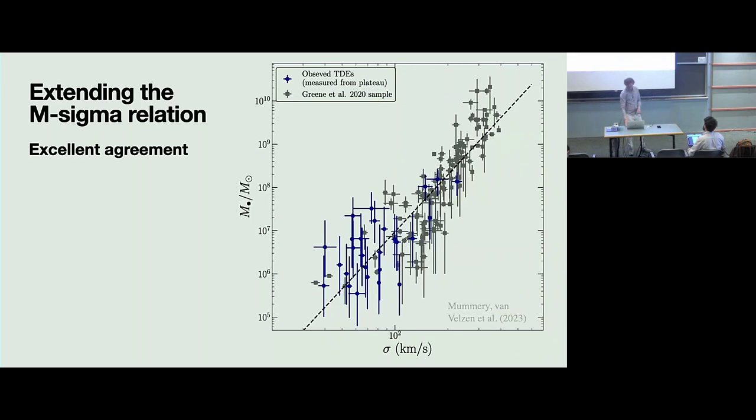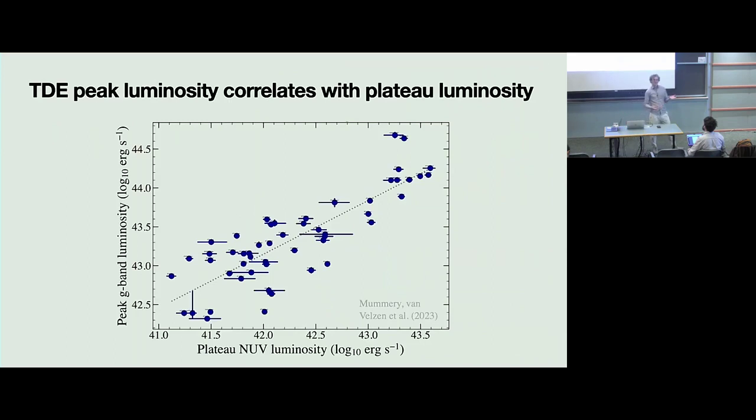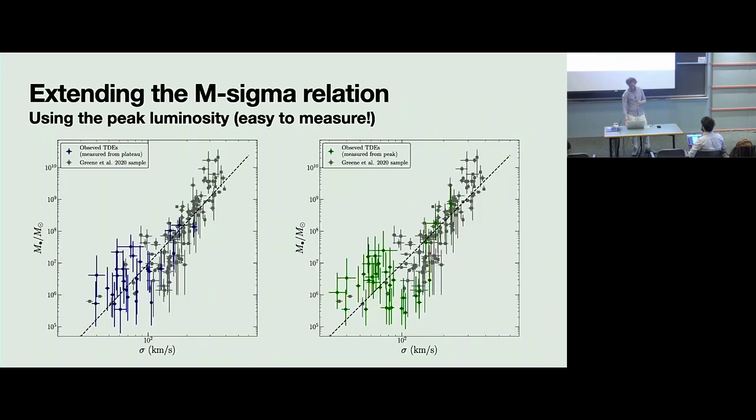So that's nice. But then it turns out that this plateau luminosity is also correlated with the peak luminosity of the TDE. And the peak luminosity is much easier to measure than these plateaus. You don't have to wait for 2 years to measure it. So then you can make an m-sigma relation using just the peak luminosity of the source. And that's shown here on the right. So that's the green point. Now the scatter is a lot larger, but there is still agreement. So this would be really, really neat, right? If you can just measure the peak luminosity and estimate the black hole mass, as long as you have large enough samples and you can average over this scatter, then you can really start to do science with TDE samples.